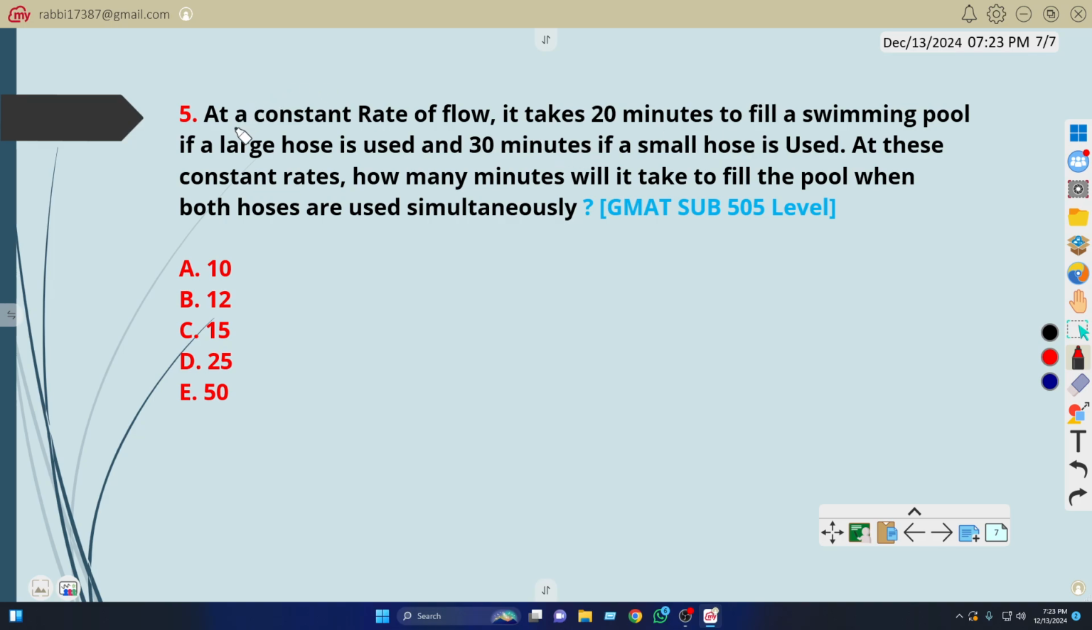But now we can start it at a constant rate of flow. At a constant rate of flow, it takes 20 minutes to fill a swimming pool. If a large hose is used, hose means hose pipe, meaning that because of a constant flow, when a large hose pipe is used, the swimming pool fills up in 20 minutes. It needs 20 minutes to fill if it is used.